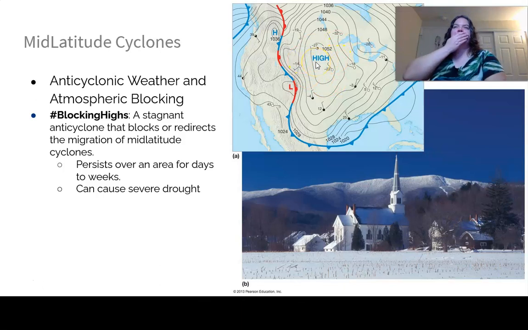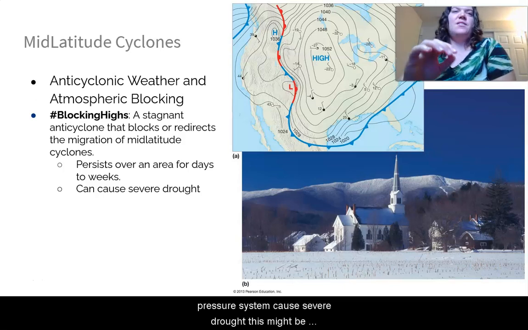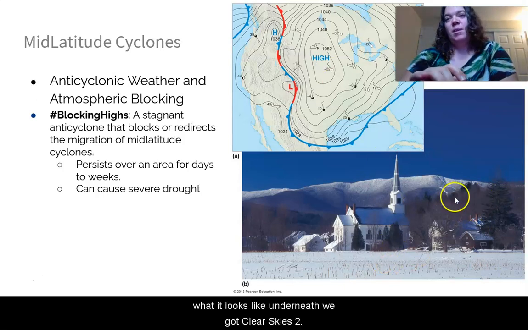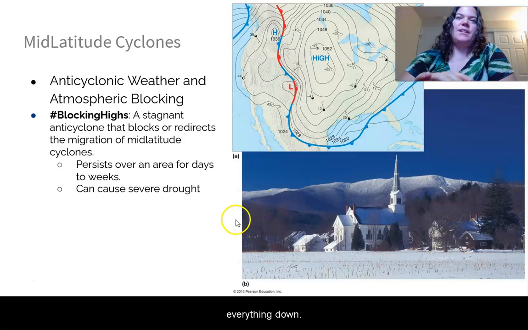It's like, 1052 millibars. That's really strong for high pressure. This can cause severe drought. This might be what it looks like underneath. We got clear skies because there's no lifting, right? High pressure is squishing everything down.